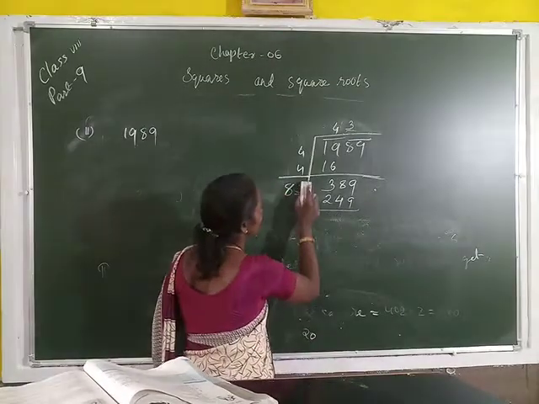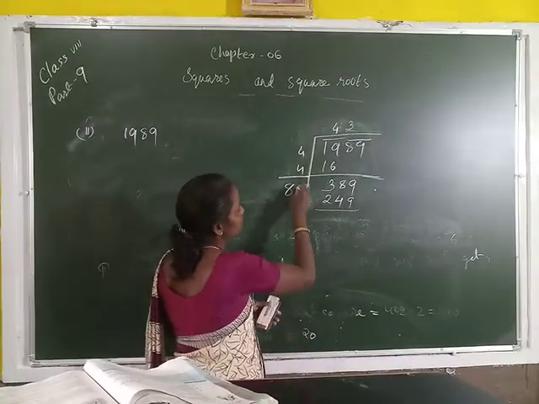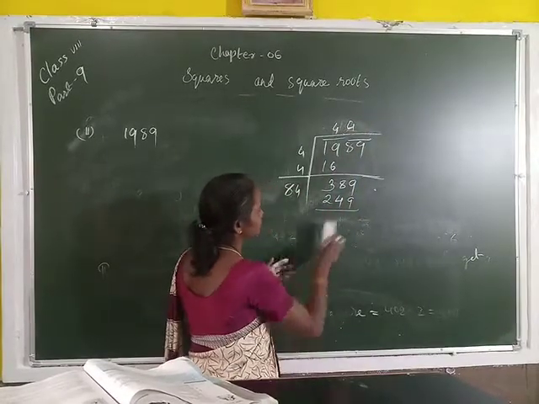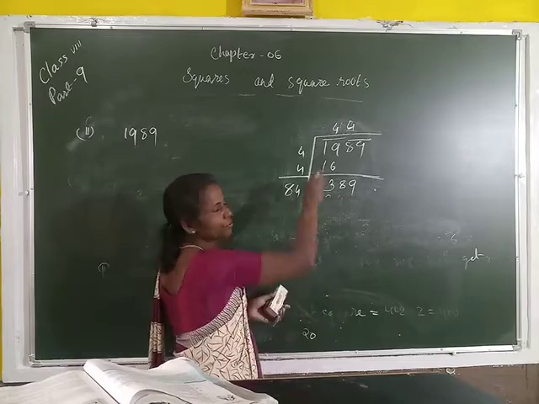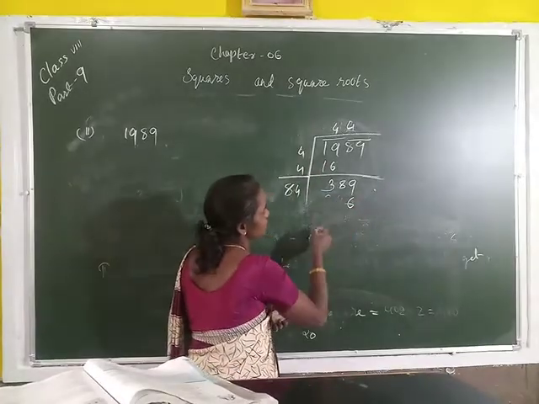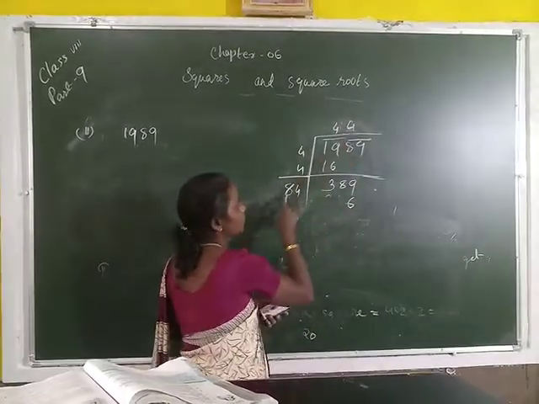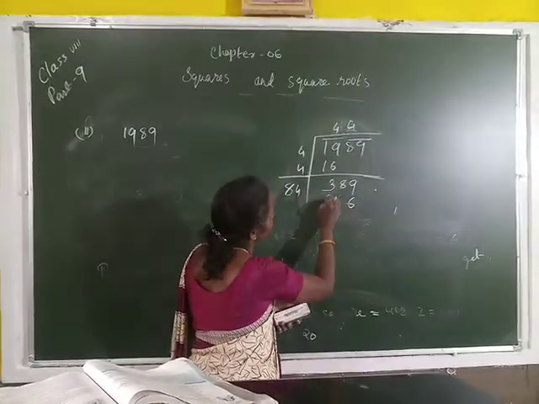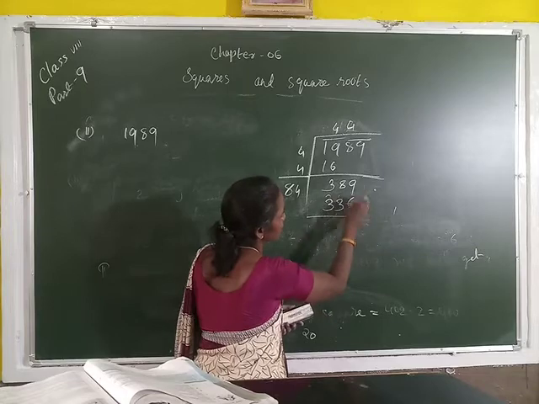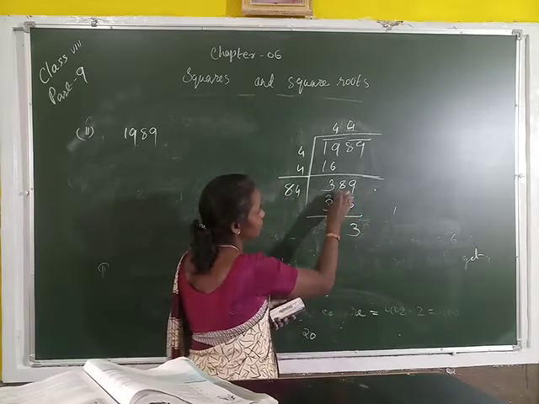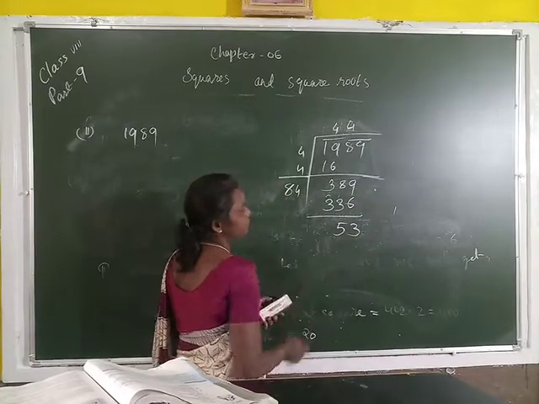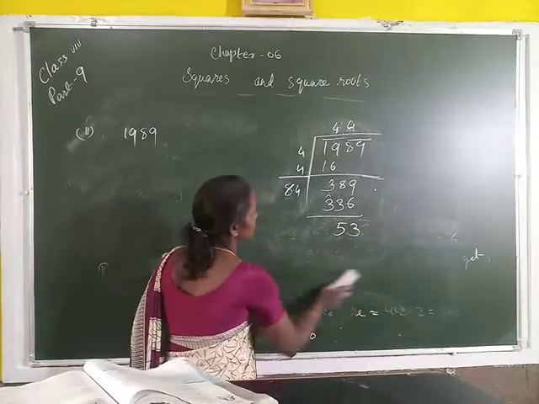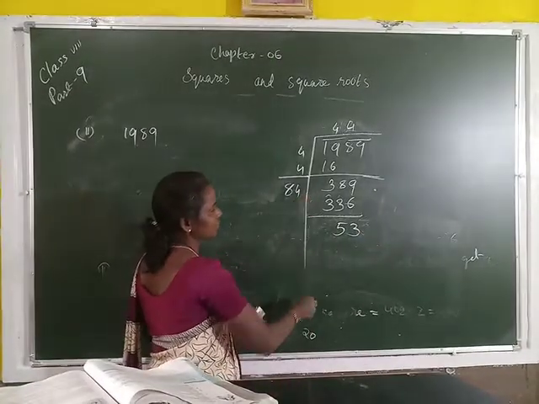So which number will come? We can write 4 here. 4 4s are 16. Carry 1. 4 8s are 32. 32 plus 1 is 33. Then 3, 5. So here which number is the remainder? 53 is the remainder. Look now.